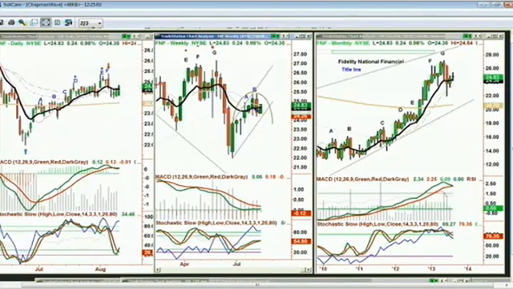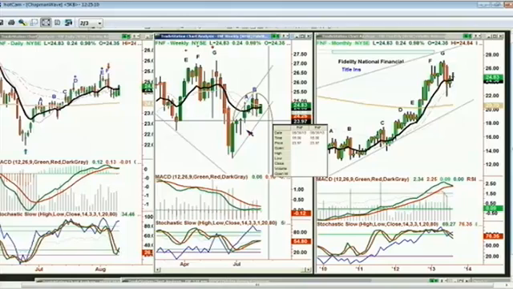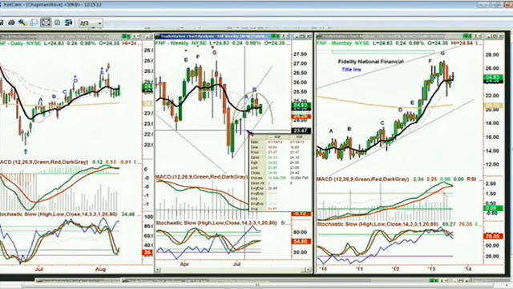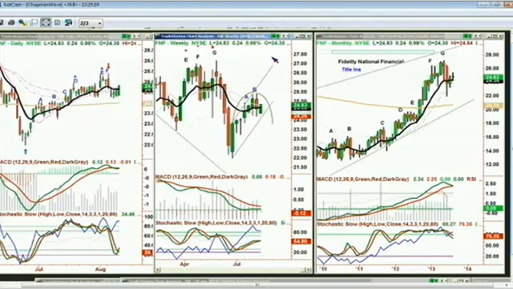I have very clear parameters. If FNF breaks down and takes out the 23.85 low of the week of the 19th of July, I would again suggest taking a little bit of money off as security. Keep the call at this particular point.